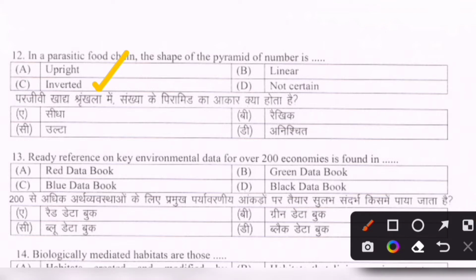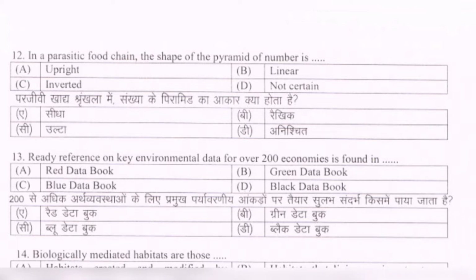Ready reference on key environmental data for over 200 economies is found in. Options are red data book, green data book, blue data book, black data book. The correct option is B, that is green data book. Let's see the next question.